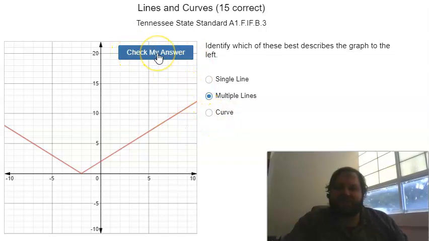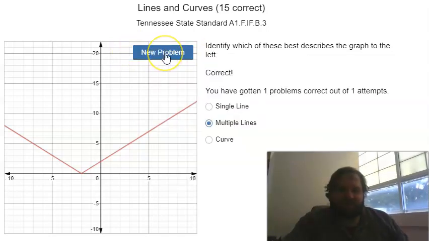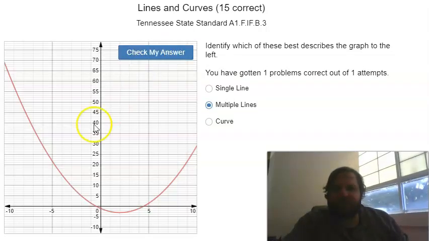So here we see this is constructed of multiple lines, and of course as we enter our answer it will tell us if we're correct or not, and then we can get a new problem. Here we see, notice that U shape that I talked about, that this is going to be a curve.